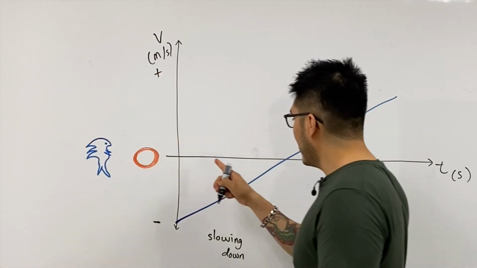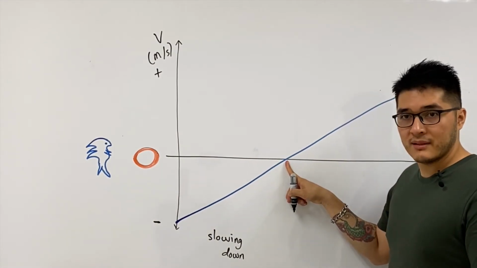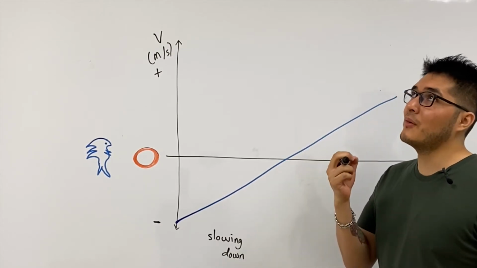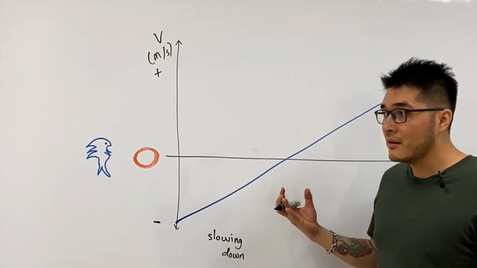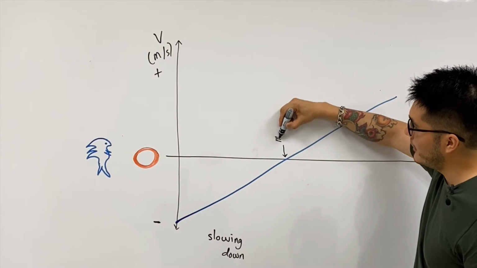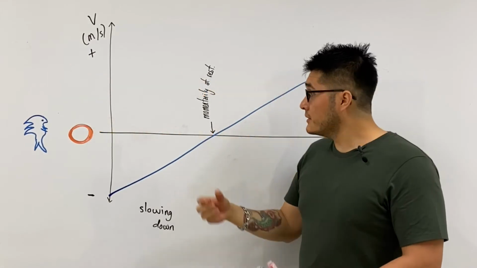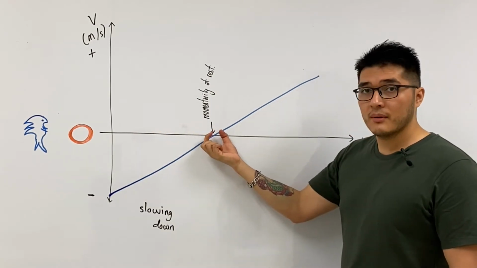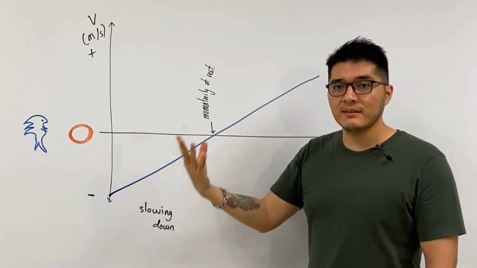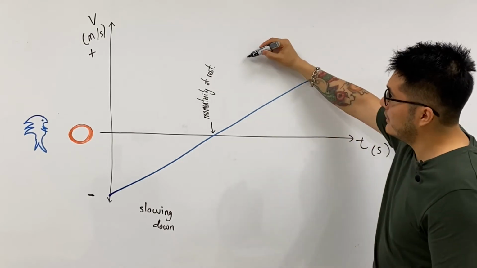What happens once he gets the ring, which is at the origin? The velocity is going to be momentarily at rest, because he's going to feel good about himself. He's going to have a quick thought like, oh my god, my life has meaning. So once he gets the golden ring, he's going to be momentarily at rest. And once he gets the ring and moves away from it, we can say that he is speeding up. So in this section of the graph, he is speeding up.